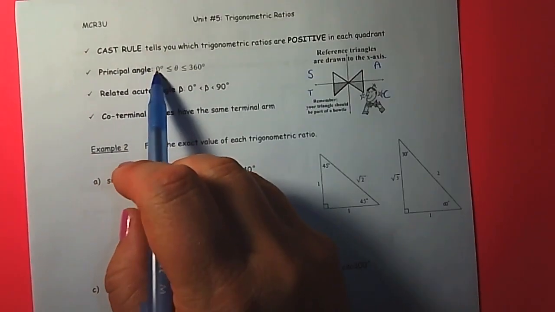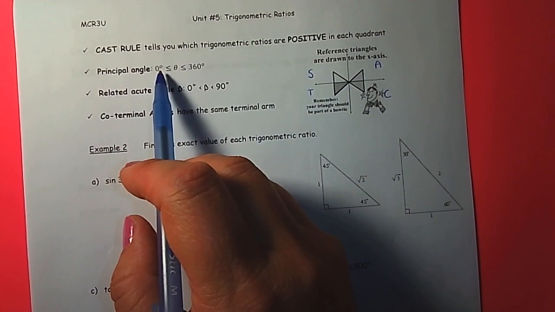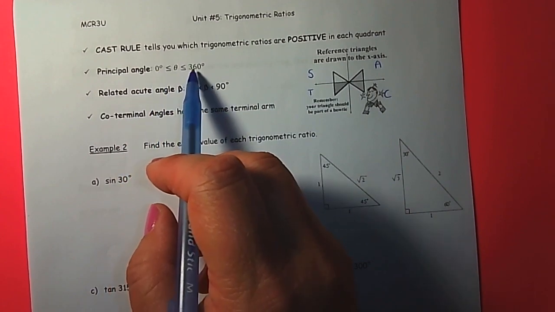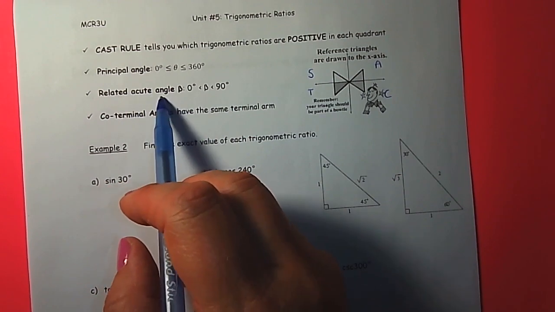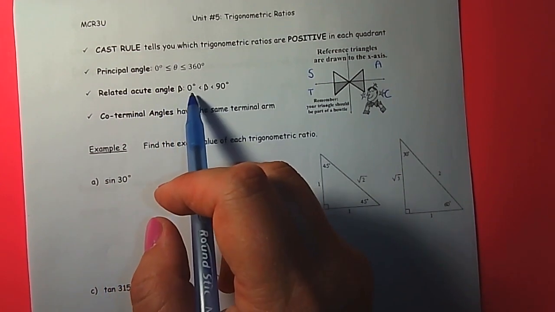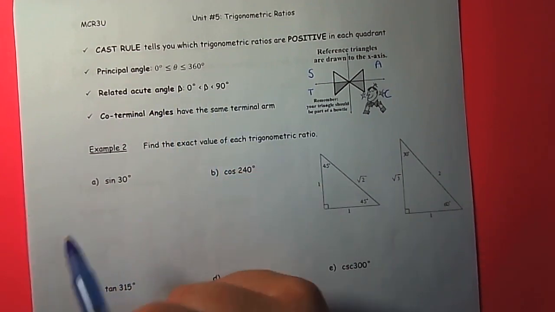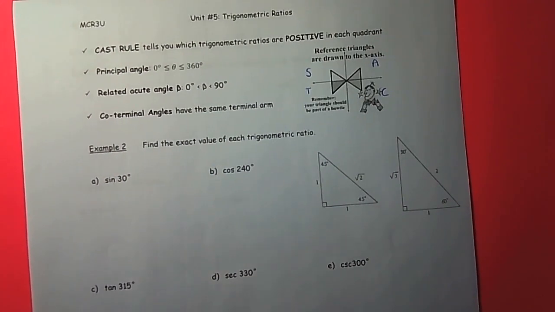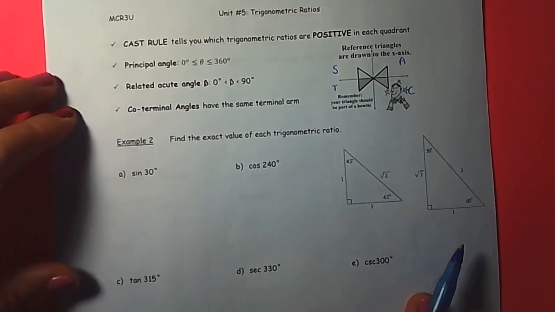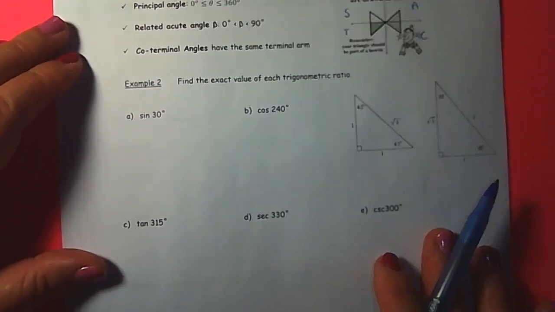So the principal angle is an angle between 0 and 360 degree. And the related acute angle, we call it beta, is between 0 and 90 degree. So we are going to talk about coterminal angles in the third example. So let's look at example 2.